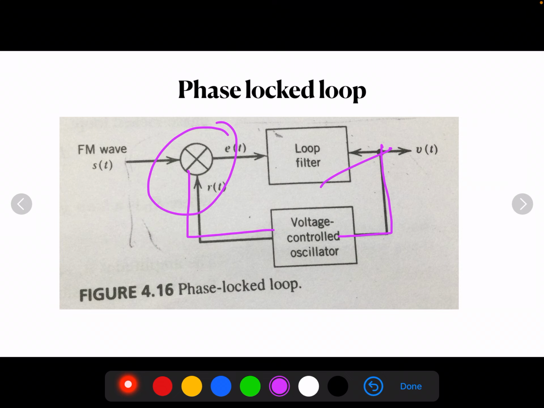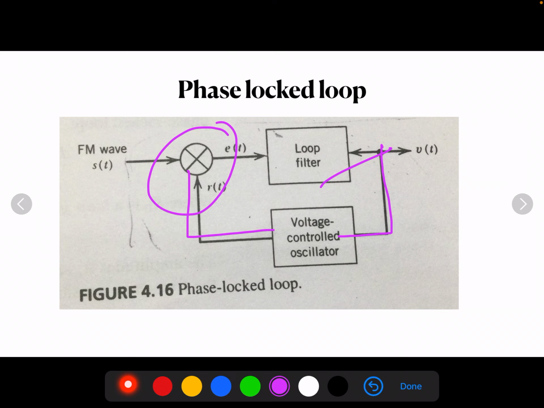Now coming to the VCO, the output of the VCO in the PLL is defined as r of t. r of t is given by AV into cos of 2 pi FC t plus phi 2 of t. AV is the amplitude. Phi 2 of t is the angle, and it is given by 2 pi kV into integral 0 to t of v of t dt. What is kV? kV is the frequency sensitivity of the VCO, which is expressed in hertz per volt.